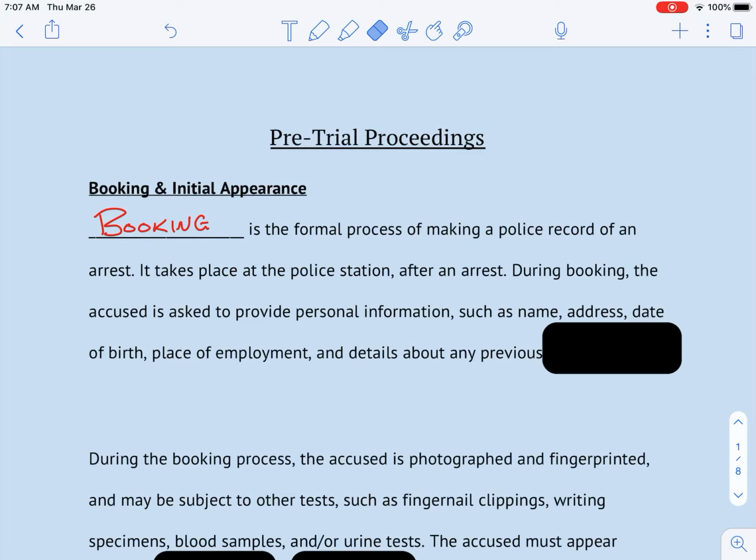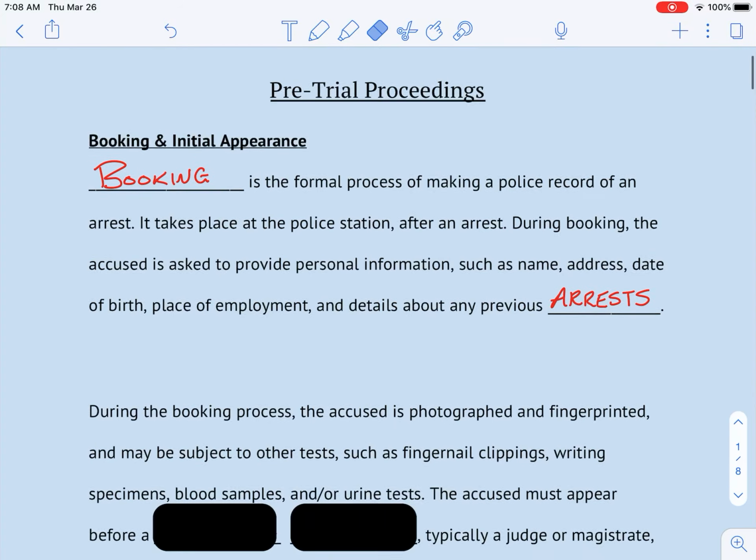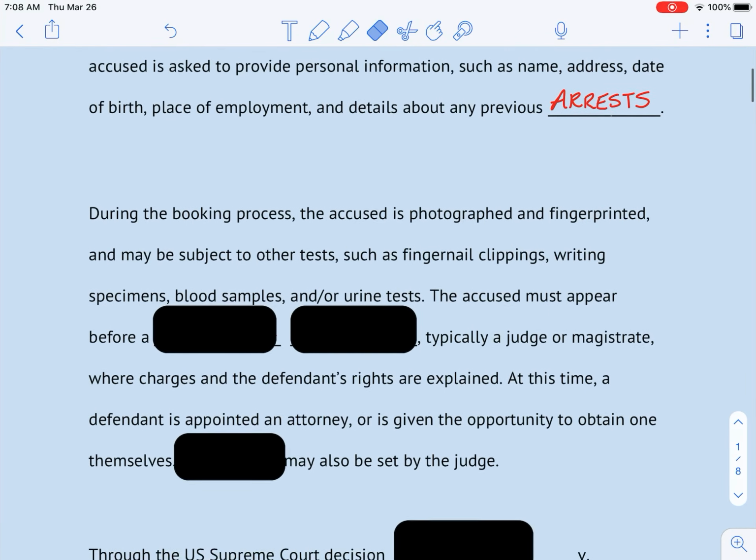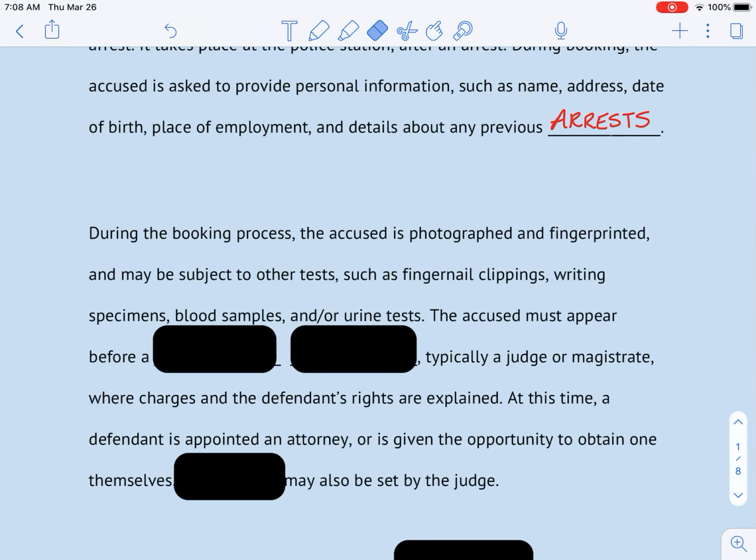During booking, the accused is asked to provide personal information such as name, address, social security number, place of employment, and details about any other previous arrests that they may have had. During the booking process, the accused is photographed and fingerprinted. There might be other tests that they have to undergo, such as fingernail clippings in some cases, writing specimens, blood samples, and sometimes even urine tests.